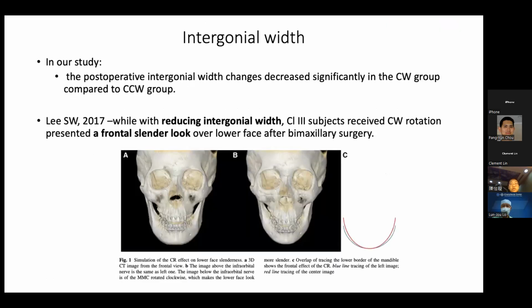And for the intergonial width, in our study we also showed that intergonial width was significantly decreased in the clockwise group compared to the counterclockwise group. A previous study in 2017 also found a similar result, that clockwise rotation reduces the intergonial width and presents a more frontal slender look over the lower face after bimaxillary surgery. This is the arc overlapping of the tracing of the lower border of the mandible that shows the effect they showed.